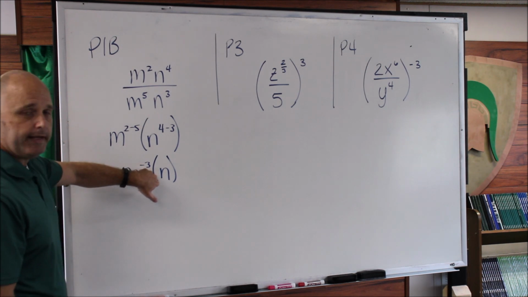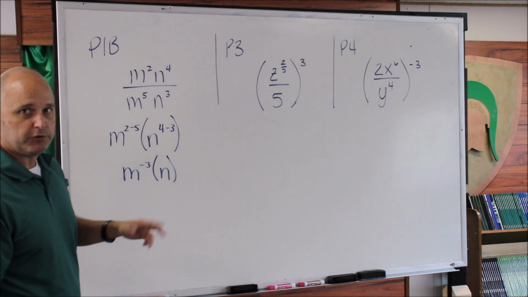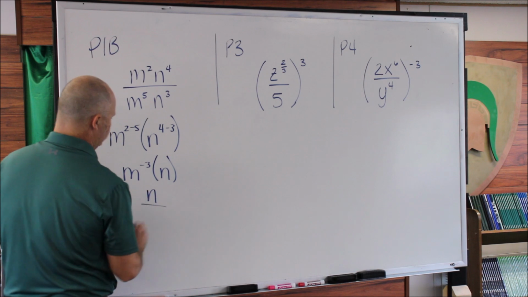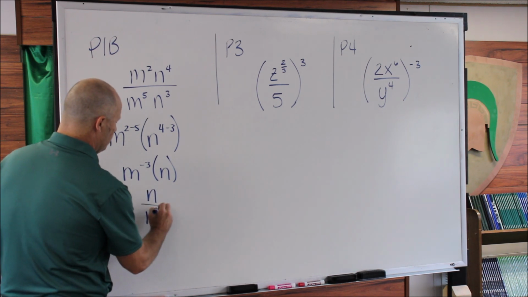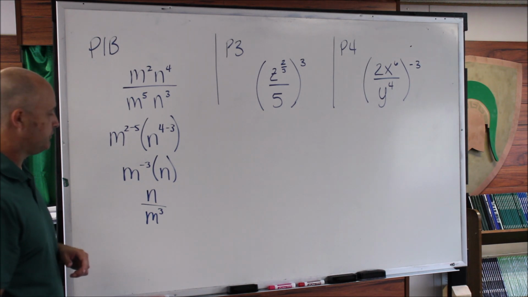Now, again, we can't leave this negative exponent hanging out here. So we've got to do something with it, which means flipping the m down to the denominator. So that n is going to stay where it's at, and the m is going to become m cubed. So n over m cubed is going to be your solution.